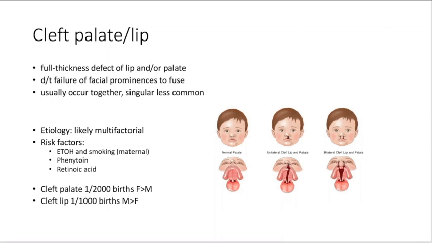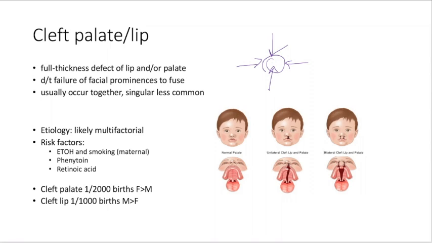So you can have a full thickness defect of the lip and/or palate, and it is due to failure of those facial prominences to fuse during embryological development. So normally what happens when we are developing the area is it does develop from all four sides, and that's what gives us the complete fusion of all those areas. So what happens in embryonic development is something creates a hole in that situation so they don't fuse correctly.